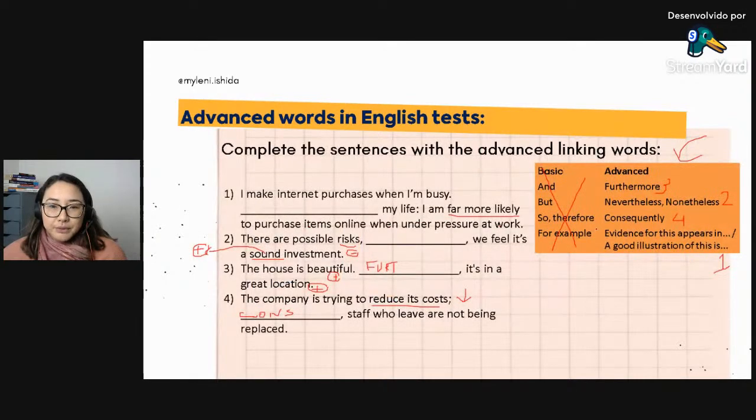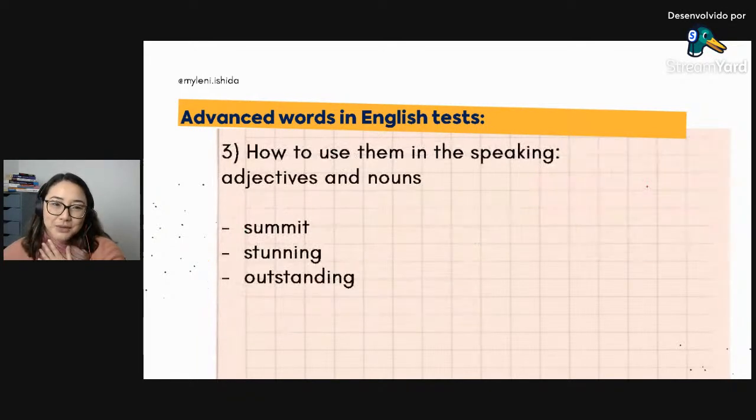Because if you use these advanced words in your speaking, like "furthermore," that's not so good. Okay? So leave the formal and advanced linking words for the writing. Right? When you speak, my advice for you is that you focus the advanced words on adjectives and nouns. Okay?